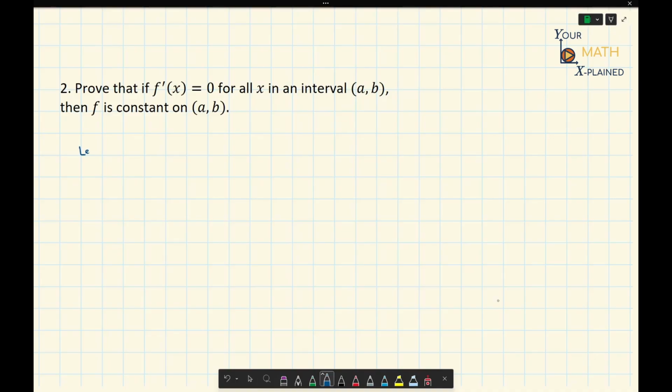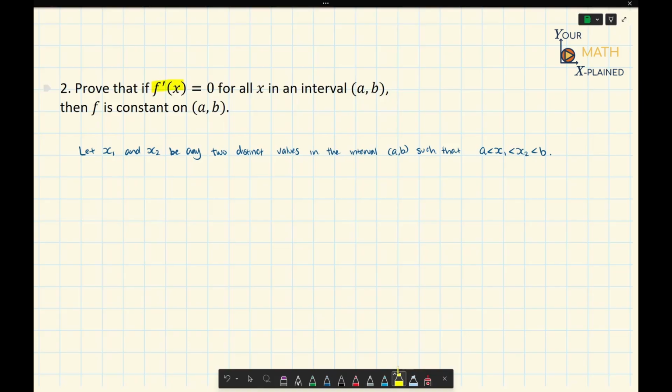We're going to start by letting x1 and x2 be any two distinct values in the interval AB, such that A is less than x1, which is less than x2, which is less than B.